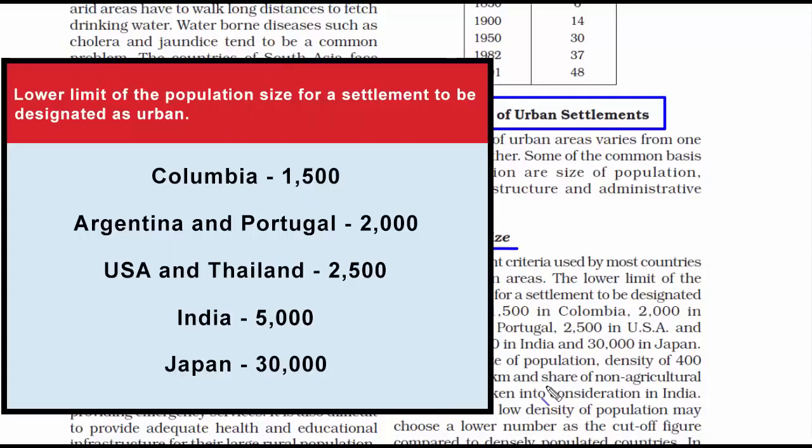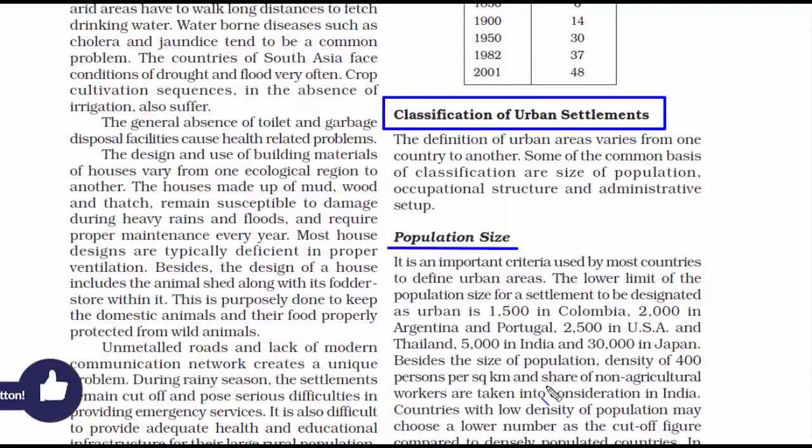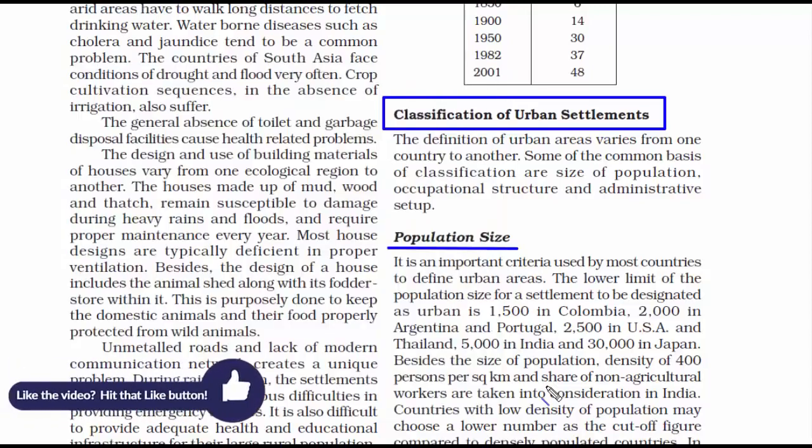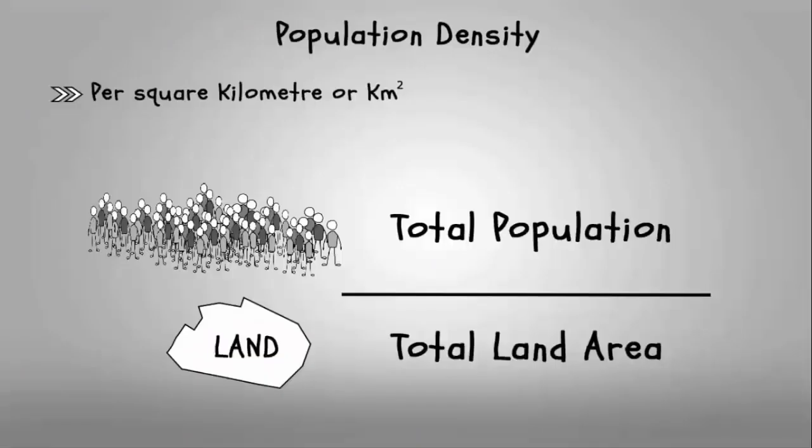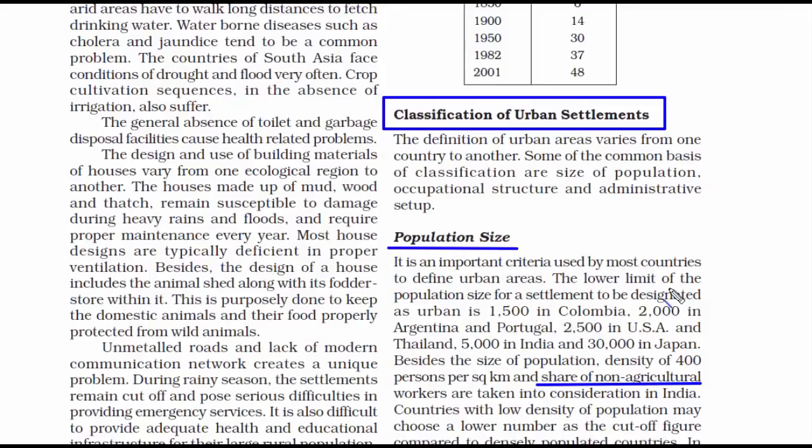Here are a few values of population size which are considered by countries to define an area in their territory as an urban area. Now apart from population size, in India we consider population density, that is the number of people living per square kilometer of non-agricultural land. You see, non-agricultural land is important. Agriculture is a primary activity and we are talking about urban areas where secondary and tertiary activities are considered. So in India we consider population density as one of the criteria apart from population size as an indicator for determining an area as an urban area.